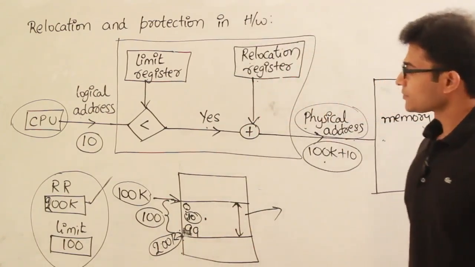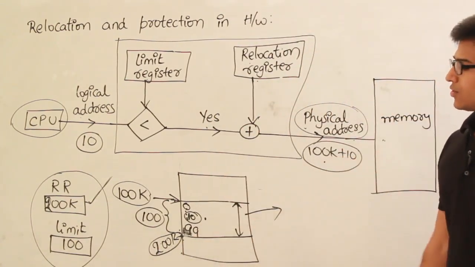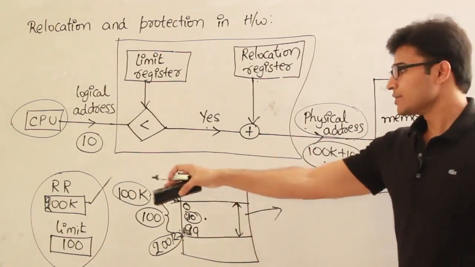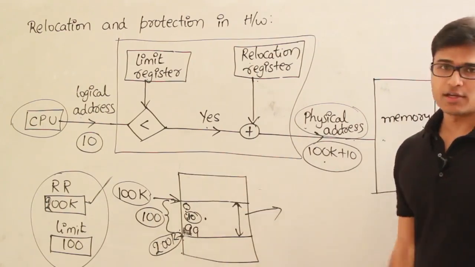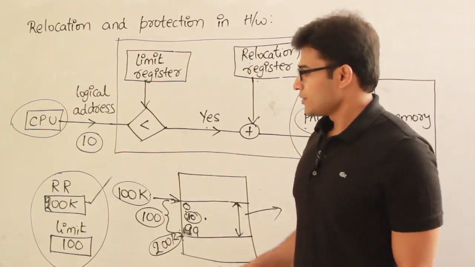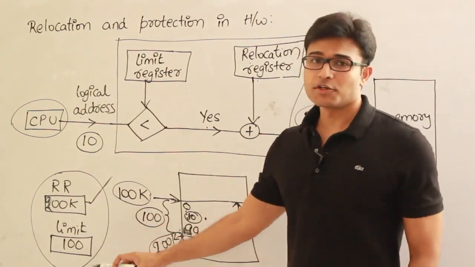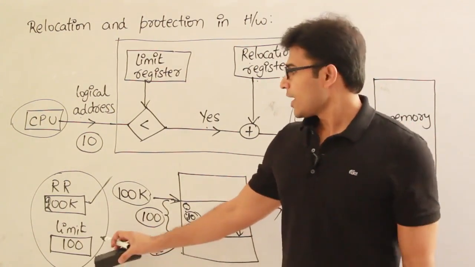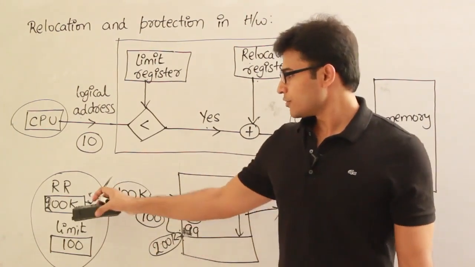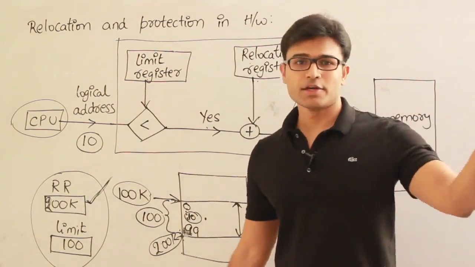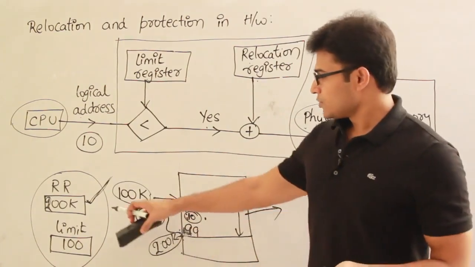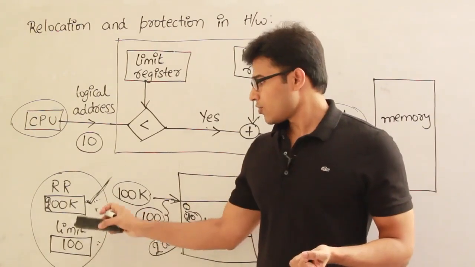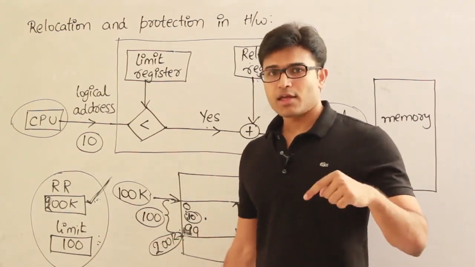Now the problem is these two registers should not be given to any process. The process should not be asked to set these registers. If you ask a process to set them, there could be some malicious actions possible. It will try to increase the limit, which means it will try to access memory which is outside its existence, and then it will even try to change the relocation so that it can access any code, right? That is why these two registers are set by the operating system, right?